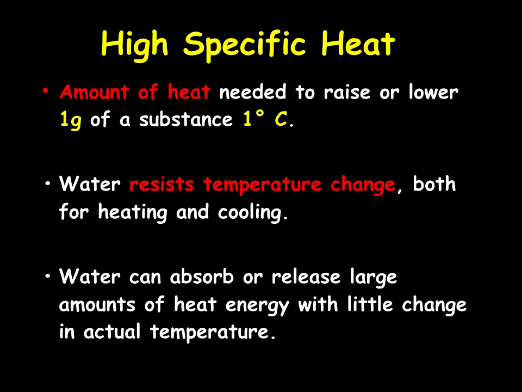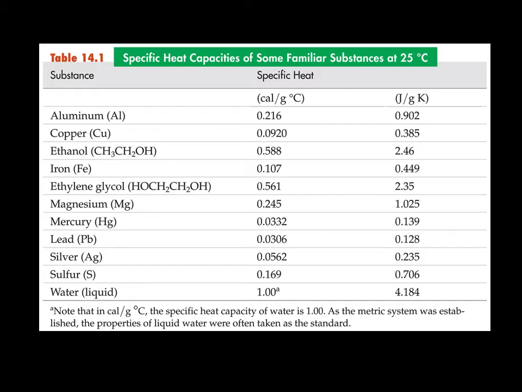But because water has such a high specific heat, it can absorb a lot of that heat energy during the day, and then give it off at night, which means the ocean waters do not experience large spikes in temperature. And if they were to experience large spikes in temperature, that could be very detrimental to the organisms that live in the water. Here's a look at some specific heat capacities of other substances.